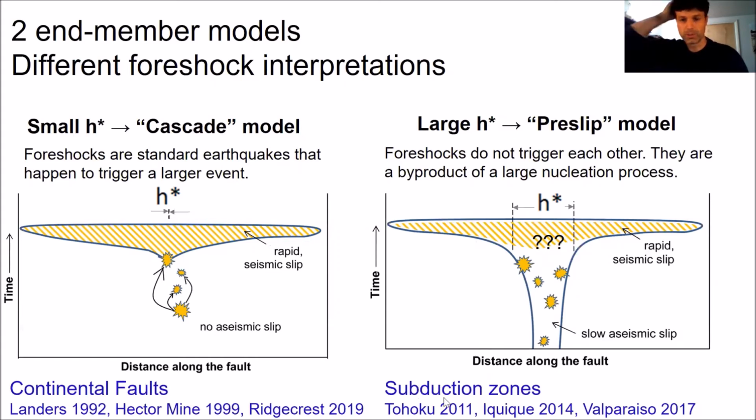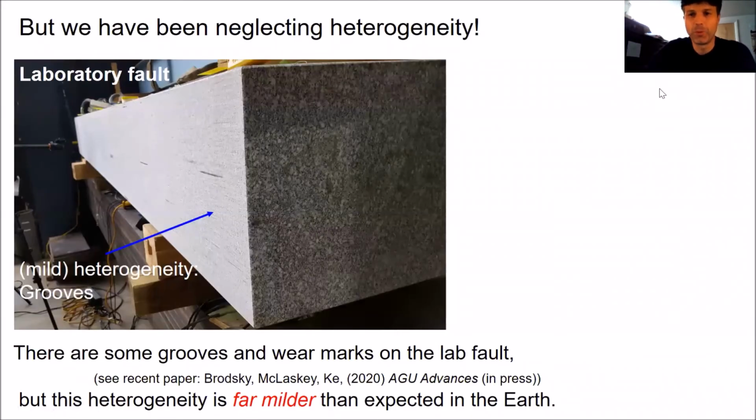But other faults, particularly subduction zones, may have this really large nucleation length scale, and we might be tempted to suggest that these foreshocks are just like little stronger or more brittle patches that ruptured and created earthquakes within the nucleation region of a much larger earthquake. But we've been really neglecting heterogeneity.